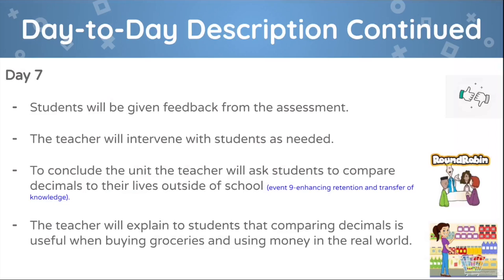To conclude the unit, the teacher will pose the same question as they did at the beginning of the unit, asking students to compare decimals to their lives outside of school by sharing out using a round-robin Kagan structure. Event 9, enhancing retention and transfer of knowledge. The teacher will explain to students that comparing decimals is useful when buying groceries and using money in the real world.